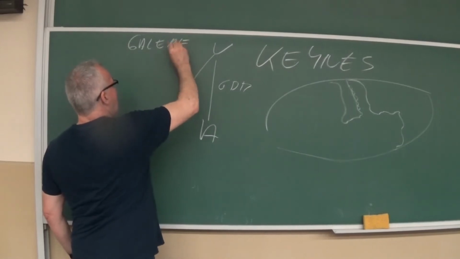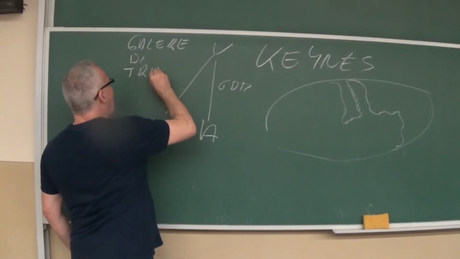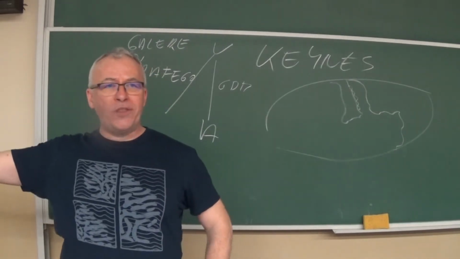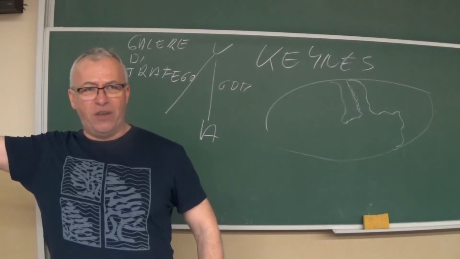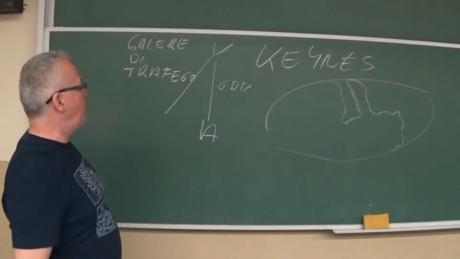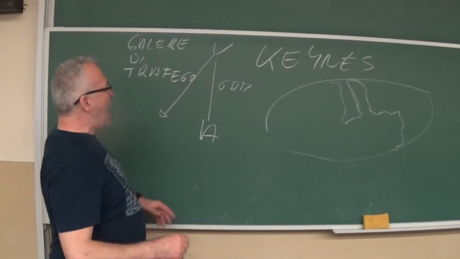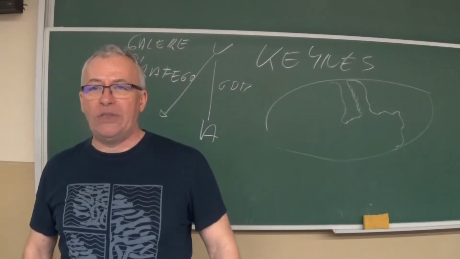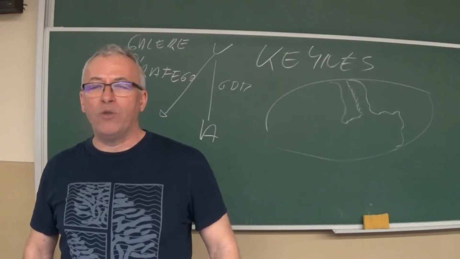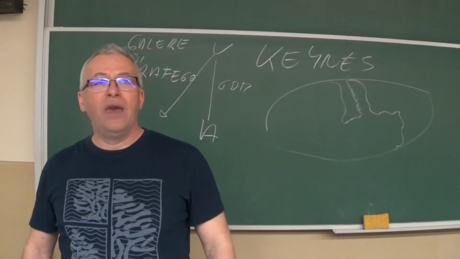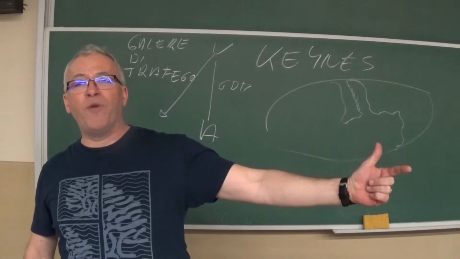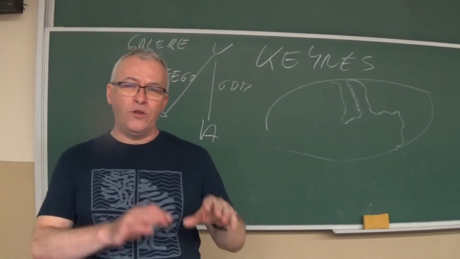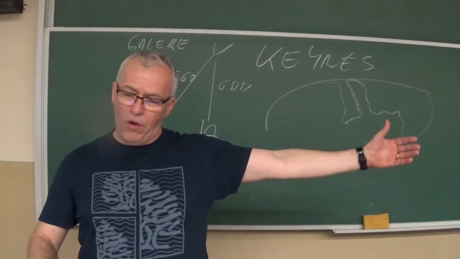Galia di Trafego connected Venice with the Northern African ports, westward from Alexandria. The most important product imported from Northern Africa to Venice was African gold powder. The gold powder was mined in Central Africa and, with the help of caravan trade, exported to the southern ports of Northern Africa. Therefore, it's not local mining, it's Central African mining.